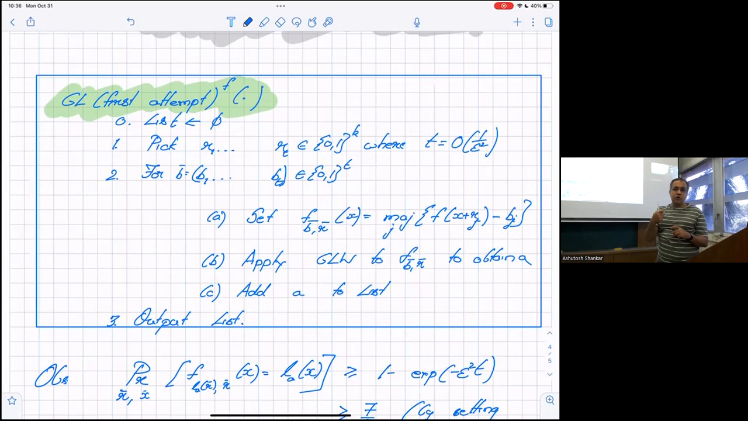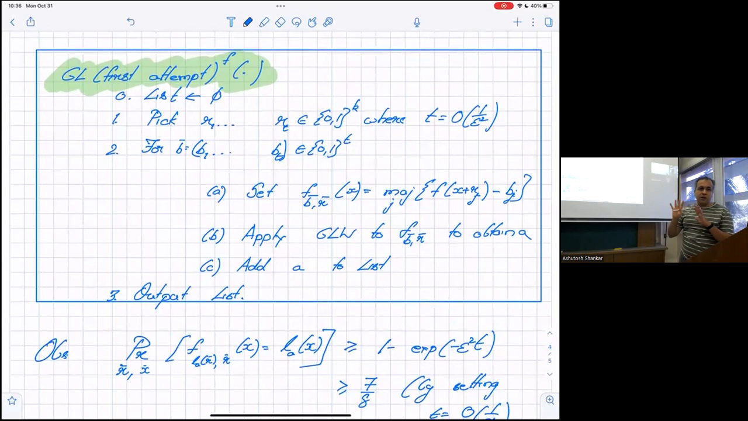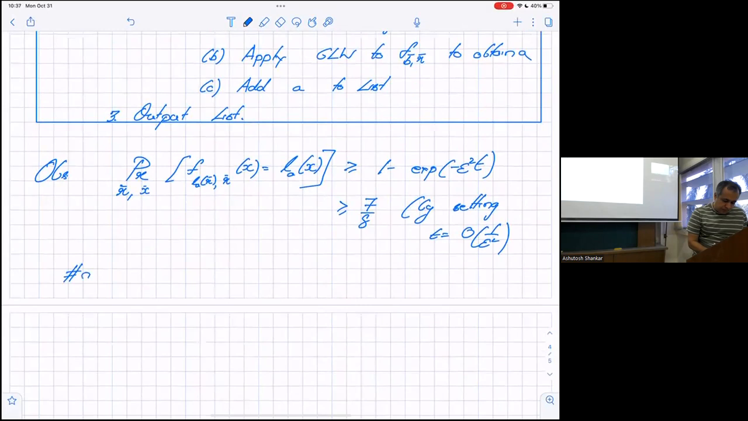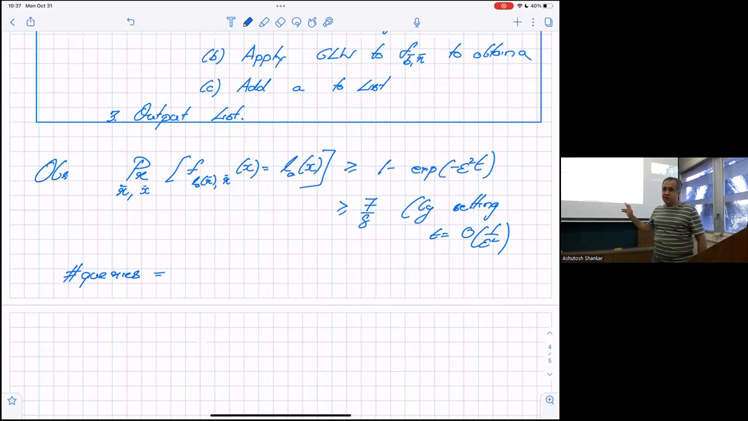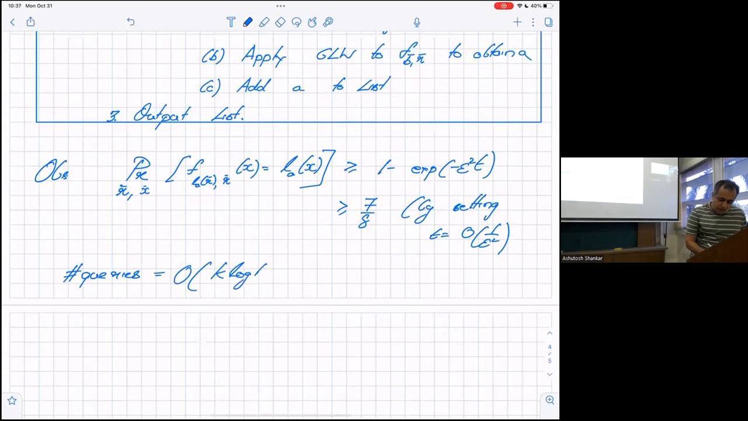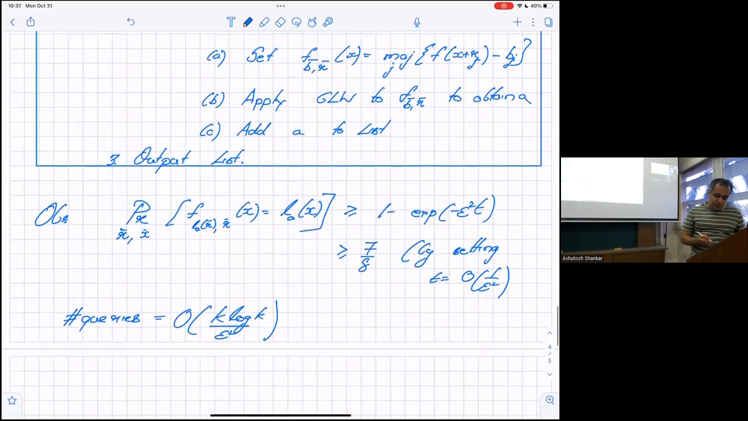So before doing the analysis, let's find the number of queries for this algorithm. How many queries did GLW need? k log k queries were needed, and each is 1 over epsilon squared queries. So I want to claim this is k log k over epsilon squared. Is that right? You are also taking it over all the possibilities, so this is times 2 to the power of 1 over epsilon. But epsilon is a constant, so the number of queries is still fine. We will improve it. Right now this is a terrible thing to look at. Yes, you're right, I'm going over all of these.